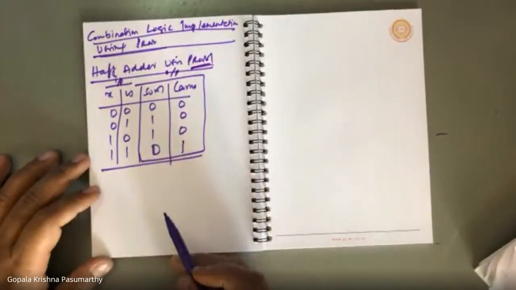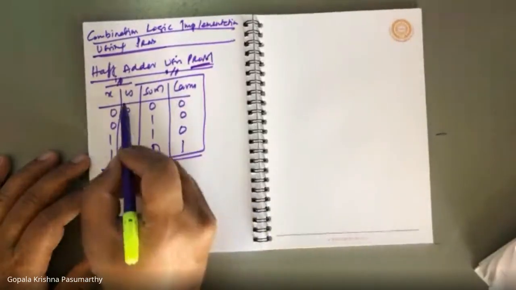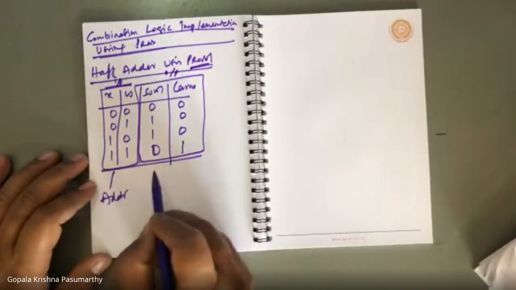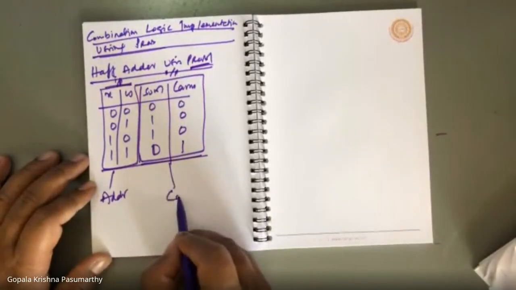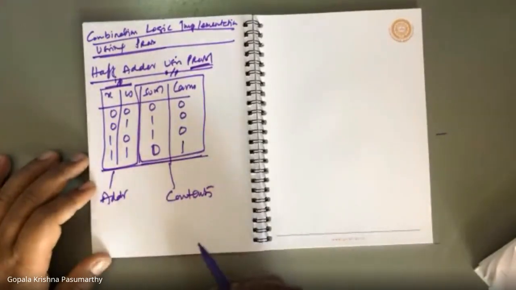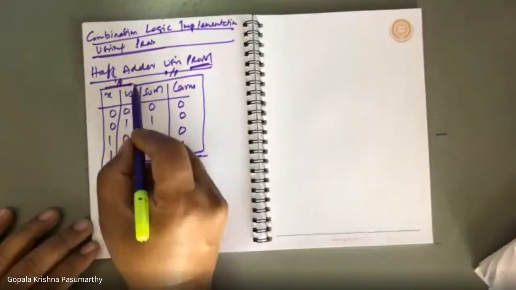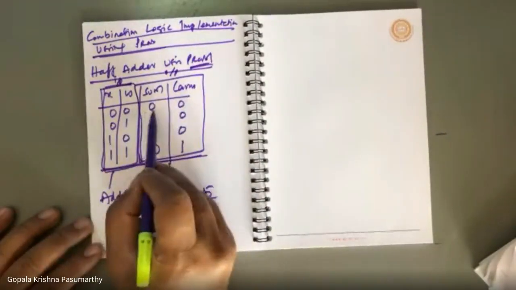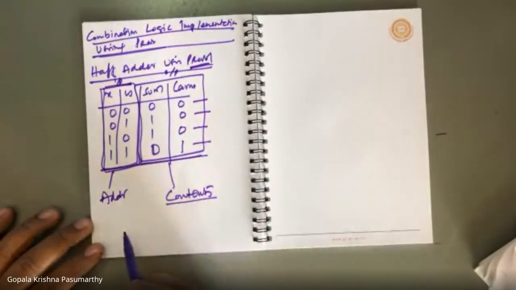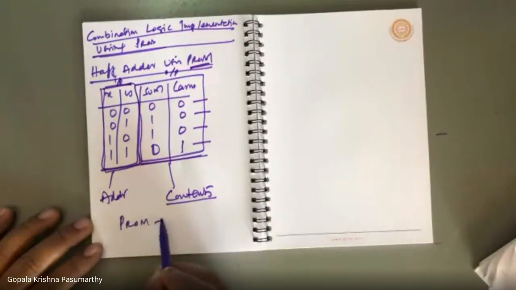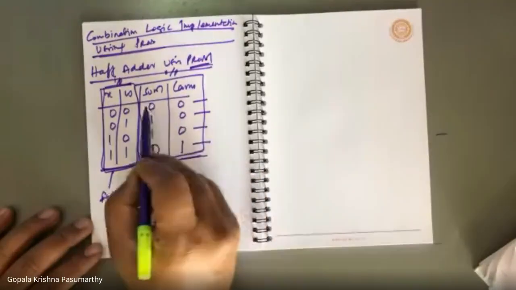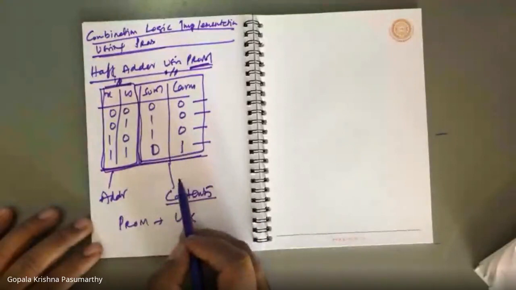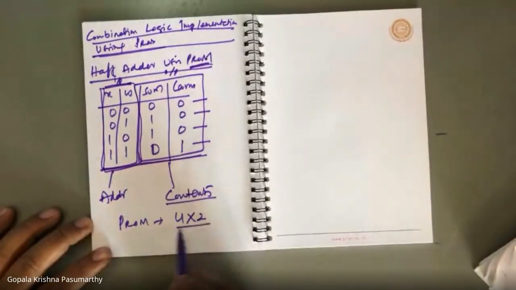So if we want to implement this using PROM, we have to treat inputs as addresses, outputs as contents. Inputs as address, outputs as contents. Means see how many rows? 1, 2, 3, 4. Means my programmable read-only memory consists of 4 words. See, this is one word, second word, third word, fourth word. And how many outputs? 2 outputs. So this is called a 4 by 2 PROM.